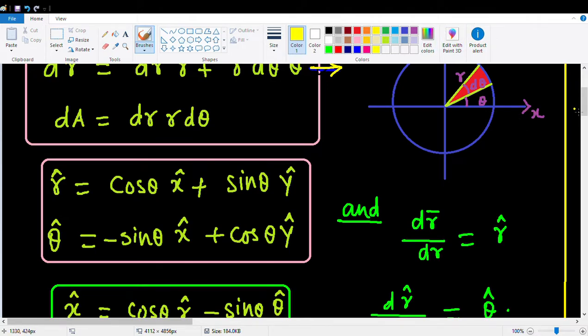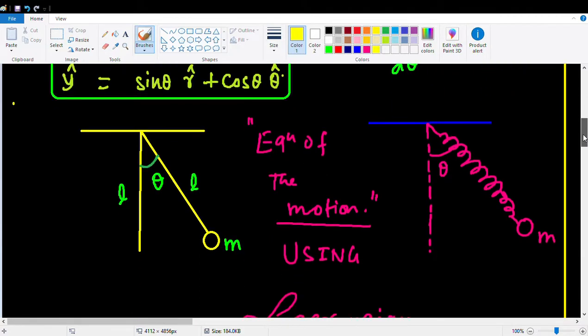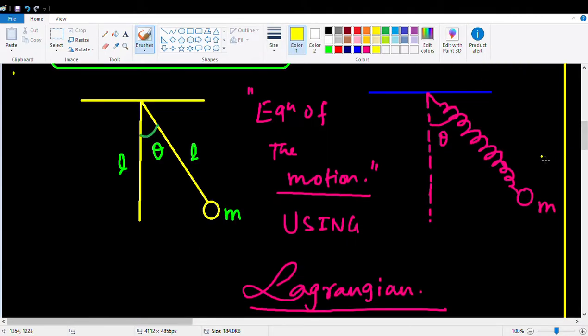So here we have learned so many things, like r hat and theta hat for this basis, and we have seen how the derivative of the r vector as well as r hat gives you new kinds of things. Now in this video, with the help of velocity and acceleration, I am going to find the equation of motion of two systems.